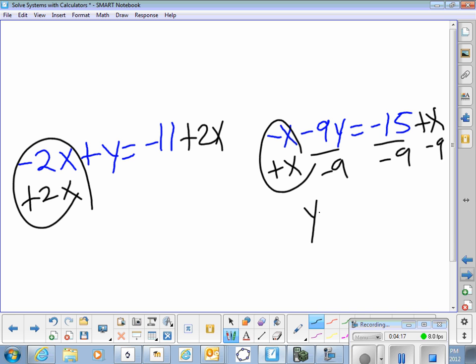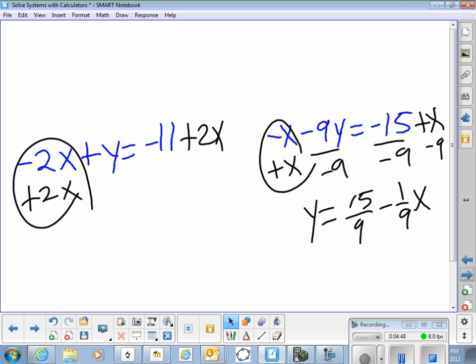So y is equal to a negative divided by negative is a positive 15 divided by 9. So let's just write it as 15 ninths as a fraction. A positive 1x divided by 9x, that's the same as a negative 1/9 x. So 1 divided by 9, or 1 divided by negative 9. So that one gets a little trickier to put in, but we can do that.